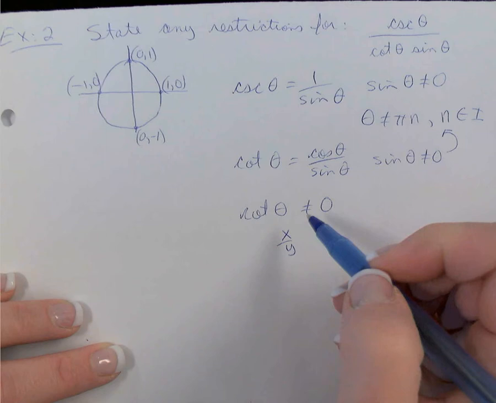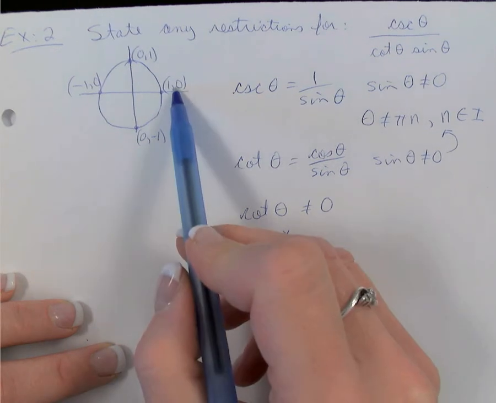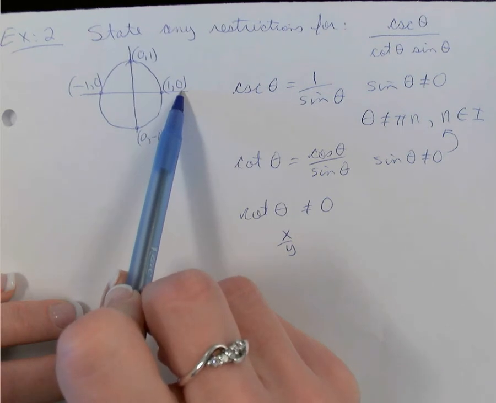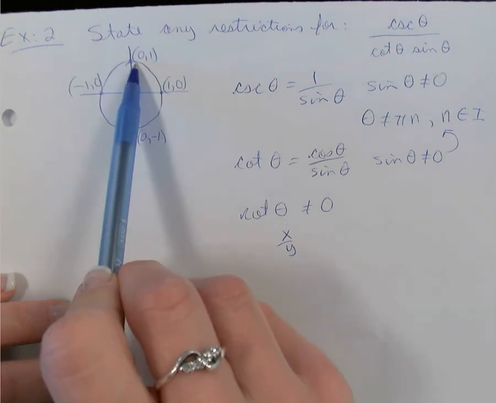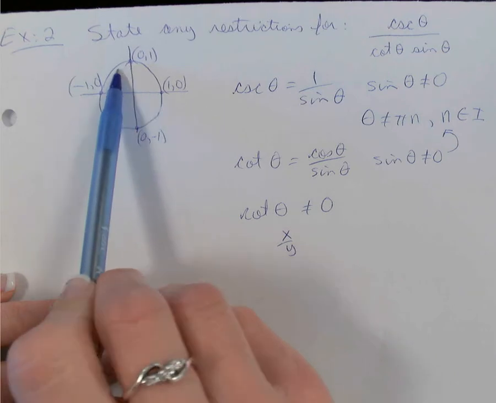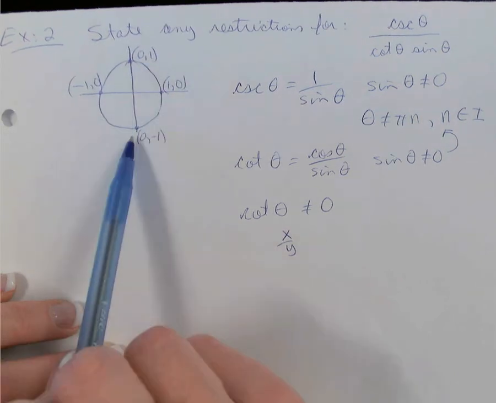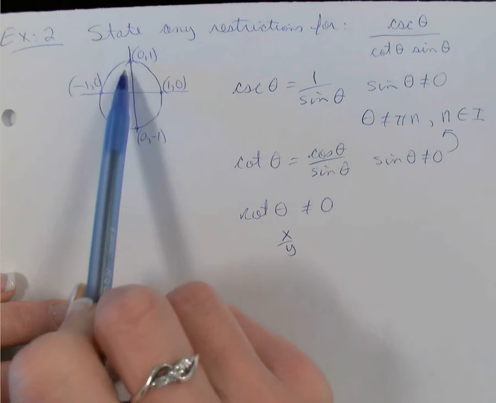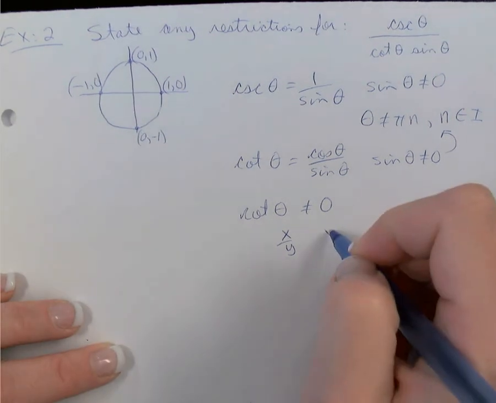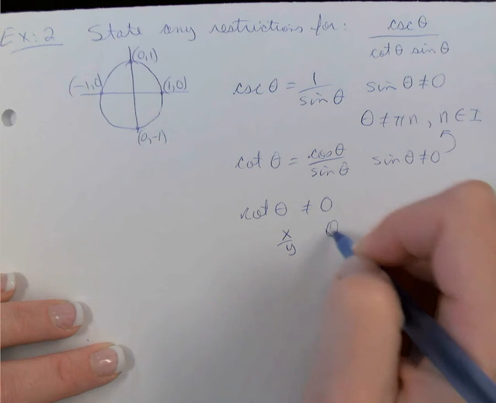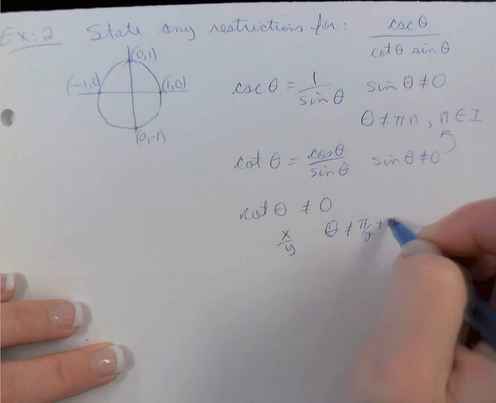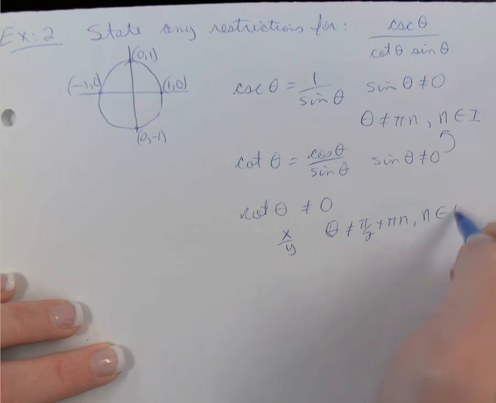So when we look in our circle, when we take x divided by y, where do we get 0? So 1 divided by 0 is undefined. 0 divided by 1 is going to be 0. Therefore, at pi by 2, and as well as 0 divided by negative 1, that is also going to be equal to 0. So our non-permissible values are at pi by 2 and 3 pi by 2. So theta cannot equal pi by 2 plus pi n, where n is an element of the integers.